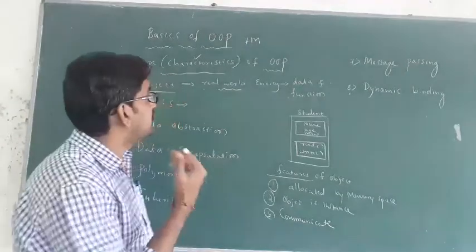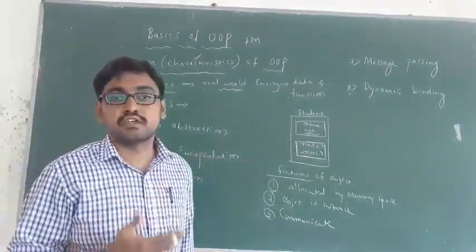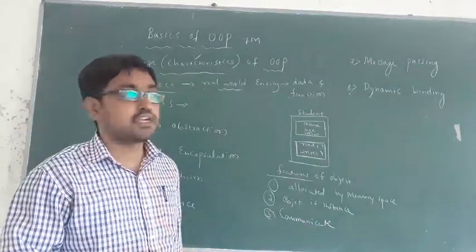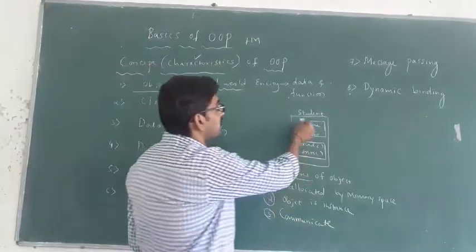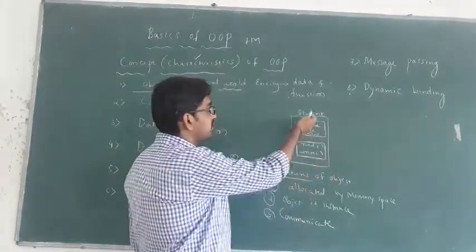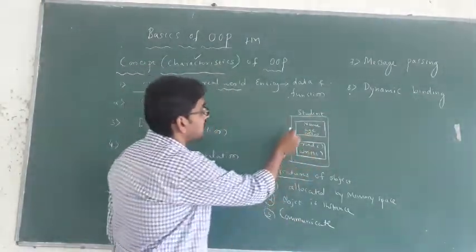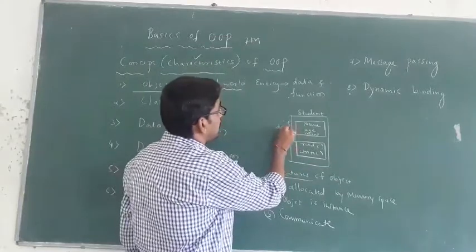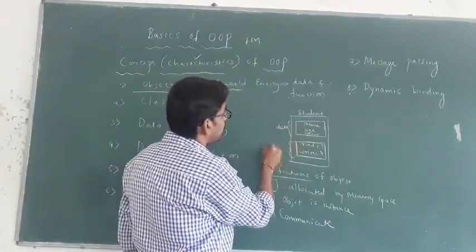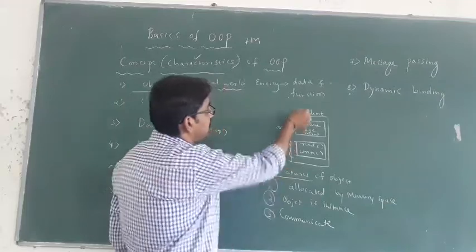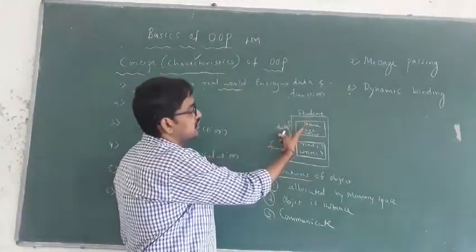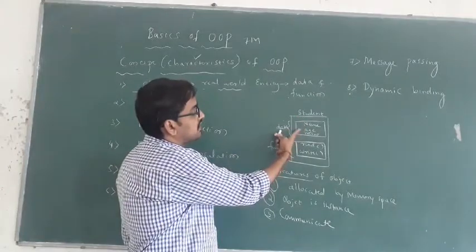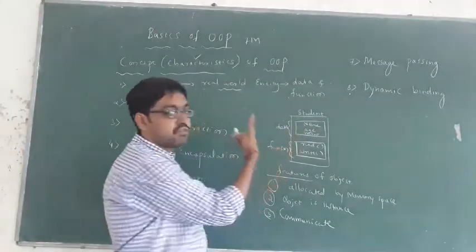What does object mean? It is a real world entity, which has data and functions. Write one easy example. This is nothing but data and this is nothing but function. In this diagram, the object is a student object. It has data and functions.